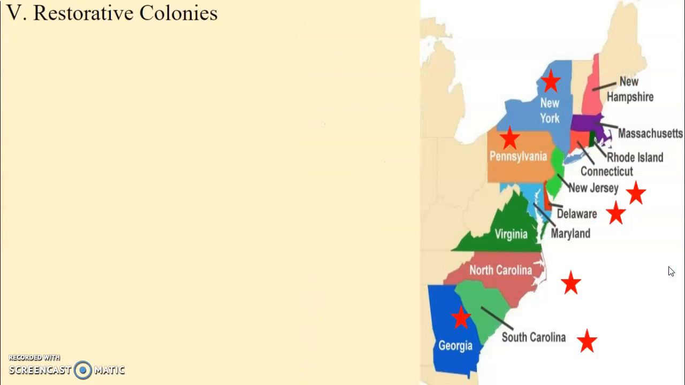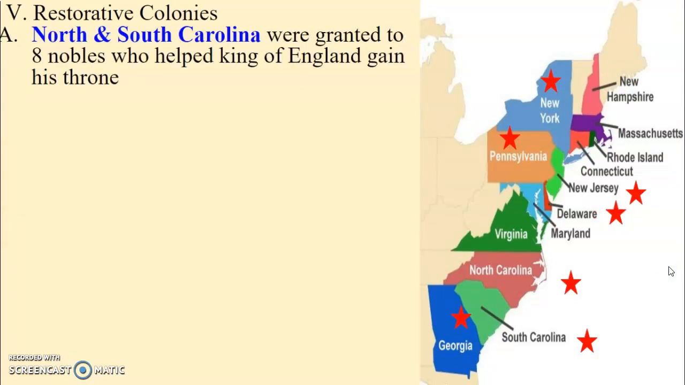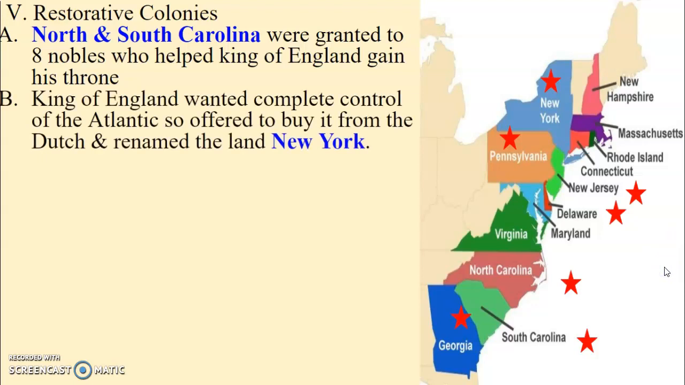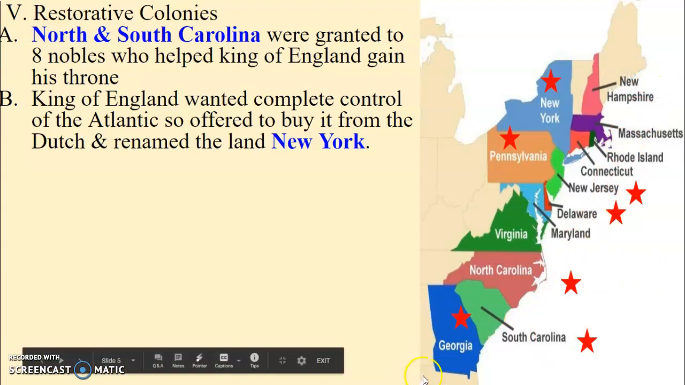Okay, last slide. The restorative colonies, North and South Carolina, were granted to 8 nobles. Again, the king rewarded his buddies, his entourage, who helped the king of England gain his throne. That's how North and South were created. The King of England, again, more power. We want more control over this new land. So the King of England wanted complete control of the Atlantic. So all this area, he wanted to control it himself.